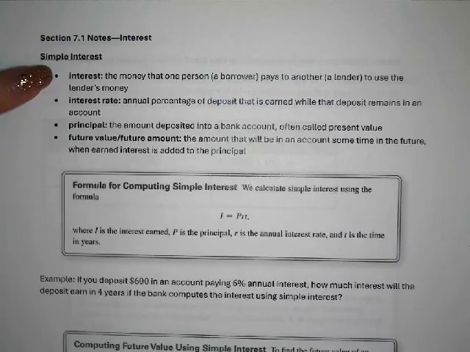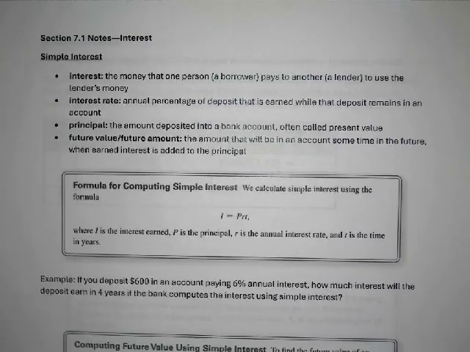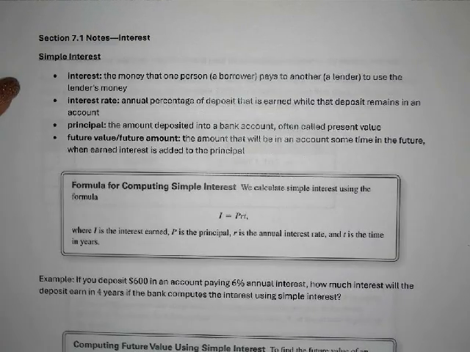So the first is interest itself. Interest is the money that one person, a borrower, pays to another person, a lender, to use the lender's money. The interest rate is the annual percentage that is earned for that interest amount. So it says the annual percentage of deposit that is earned while that deposit remains in an account. So that's the interest rate.